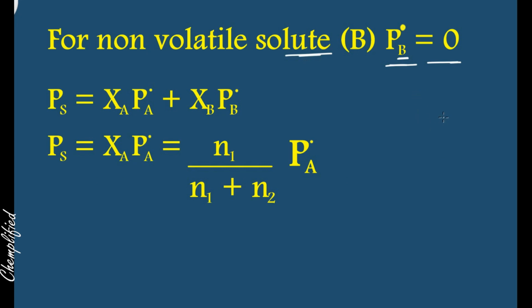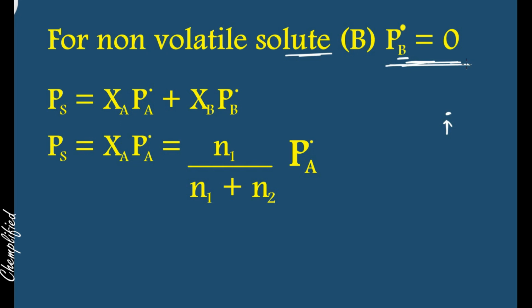For example, sugar. You put sugar and you raise the temperature. You will find that it is not evaporating easily. You need really high temperatures. So non-volatile solute will not evaporate, and we will consider that their vapor pressure in pure state is equal to 0.